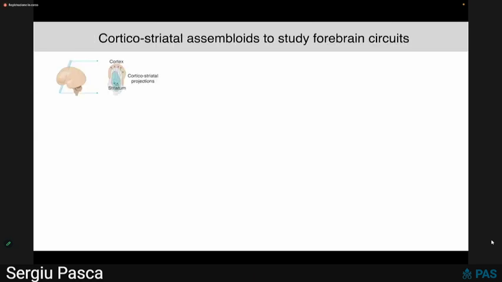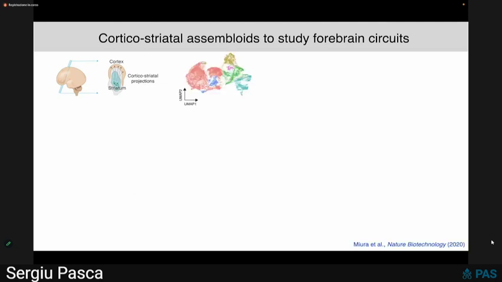So how about connectivity, which I guess is perhaps more relevant in the context of higher processes. To do this, we've started building projection-based assembloids. For instance, the first one that we built was of the cortico-striatal pathway, where cortical cells project into the striatum. The striatum does not directly project back, but rather comes back through a loop.